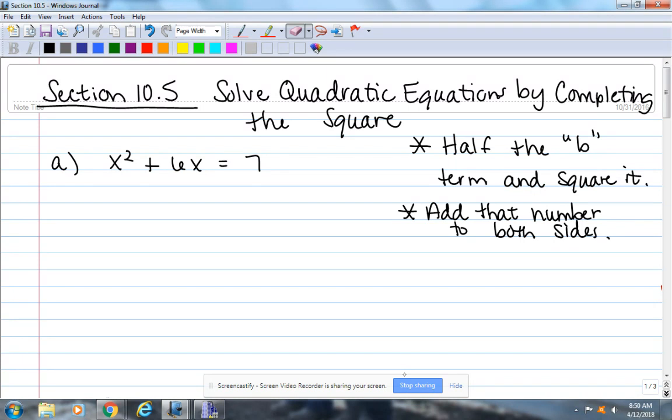So what's half of 6? So here's my b term. That's my term I'm looking for. What's half of 6? 3. Square 3, and what do you get? 9. So you're going to add a 9 to both sides. So that's going to make us have the polynomial x squared plus 6x plus 9 equals 16. Y'all see that?